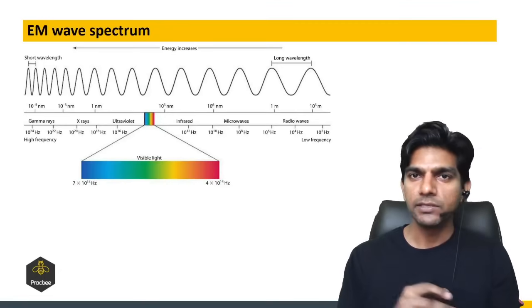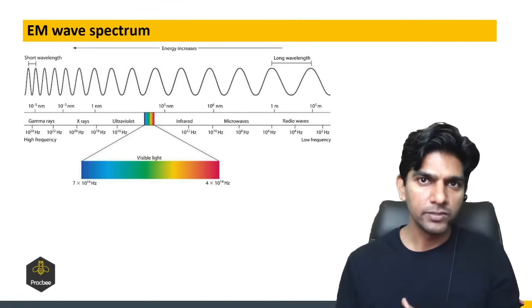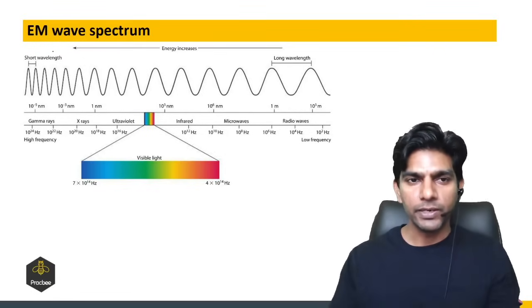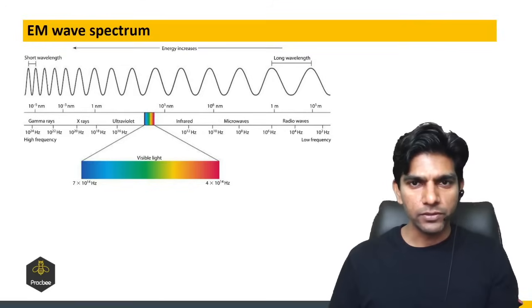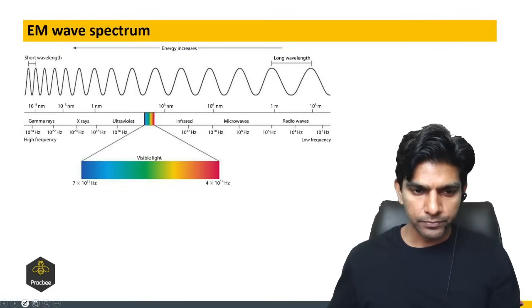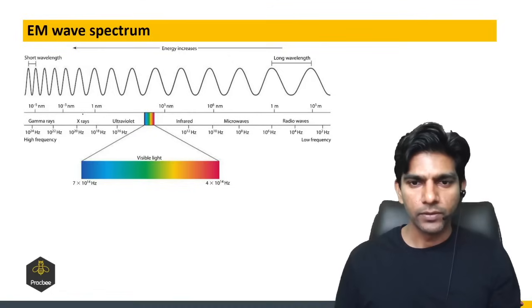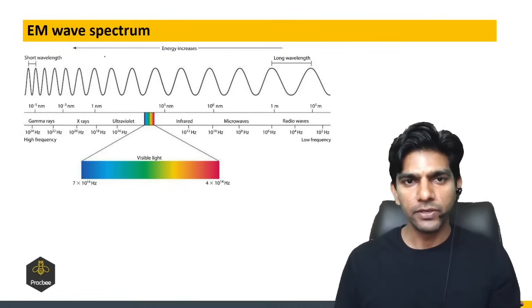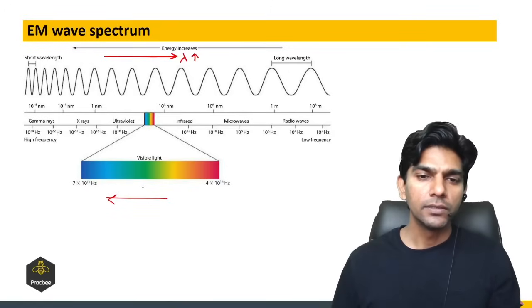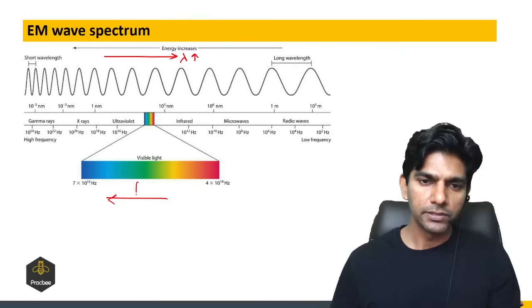Now let us see the last topic. It is the electromagnetic spectrum. If we show electromagnetic radiation, we have a wide spectrum. If you're going in the right direction, the wavelength is increasing, so in this direction lambda increases. And if you're going in the left direction, the wavelength decreases, or we can say in this direction the frequency increases.